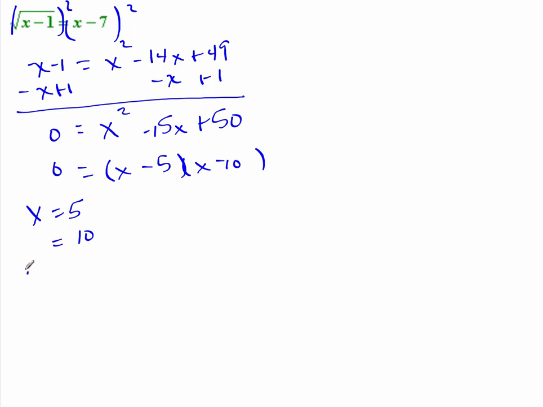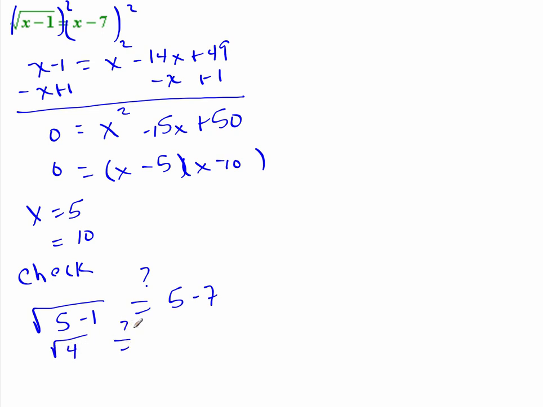But here's where checking really comes in handy. When I check, I'm going to go back to the original equation. So this is square root of 5 minus 1. Does this equal 5 minus 7? So this is the square root of 4. Does this equal negative 2? And the answer is no. This is an extraneous solution. You cannot have a square root equal to a negative number.